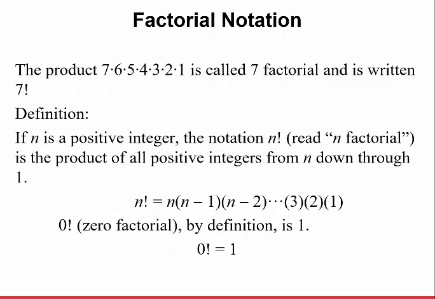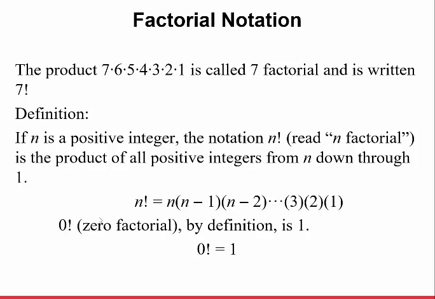All right, so this product, 7 times 6 all the way down to times 2 times 1, is called 7 factorial and is written as 7 with an exclamation point. So whenever you see this exclamation point behind a number, it's the factorial. The definition: if n is a positive integer, the notation n exclamation point reads n factorial. This is the product of all positive integers from n down through 1. So like if you saw 10 factorial, that would be 10 times 9 times 8 all the way down to 7 times 6 times 5 times 4 times 3 times 2 times 1.